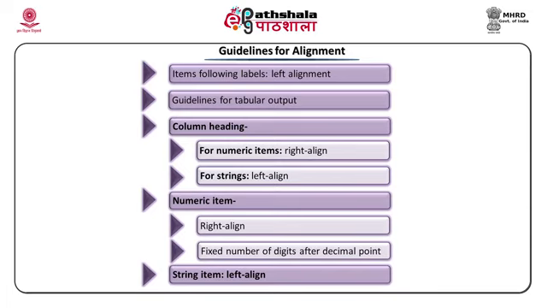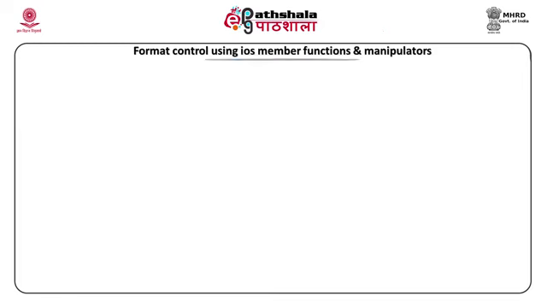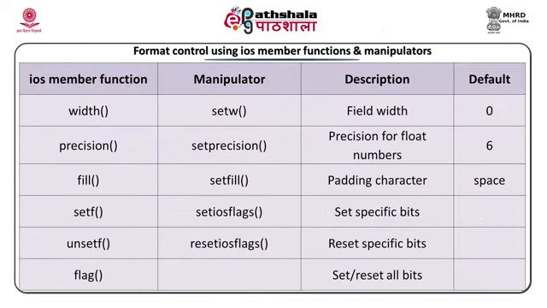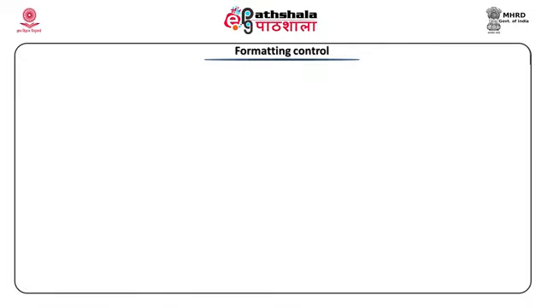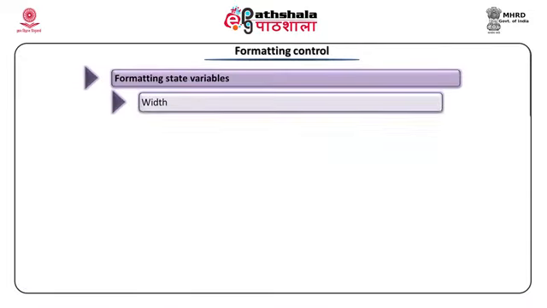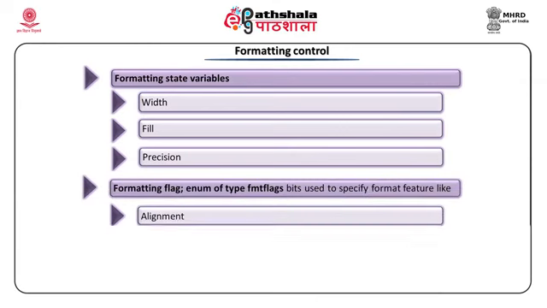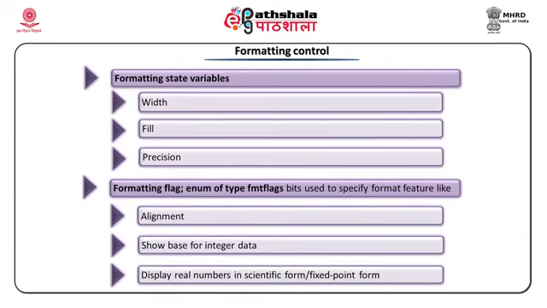If the numbers are floating point or real numbers, then we should use fixed decimal point format, and the number of digits after the decimal point should also be specified, and we should print the decimal point always whether it is required or not. For example the numbers 1, 2, 3 and we want to display it as 123.00. Now how to control this formatting? For that C++ provides 3 state variables: width, precision and fill, and it also provides one formatting flag, which is of the type enum fmtflags containing all the bits, and individual bits we can set for different requirements.